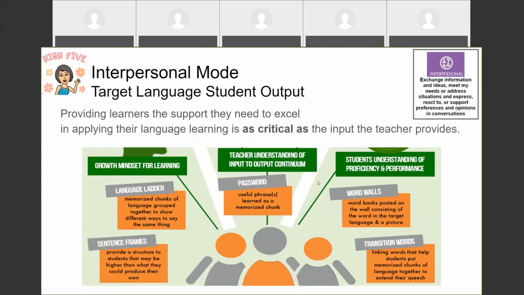There are many ways that students can use the interpersonal mode and that we can provide the supports they need so that they can do this. It's some of the same things that we talked about before with those scaffolding strategies. It might be the word walls. It might be the transition words they need. It could be sentence frames, sentence starters, question starters, those sorts of language supports to help them keep a conversation going or to help them start a conversation.